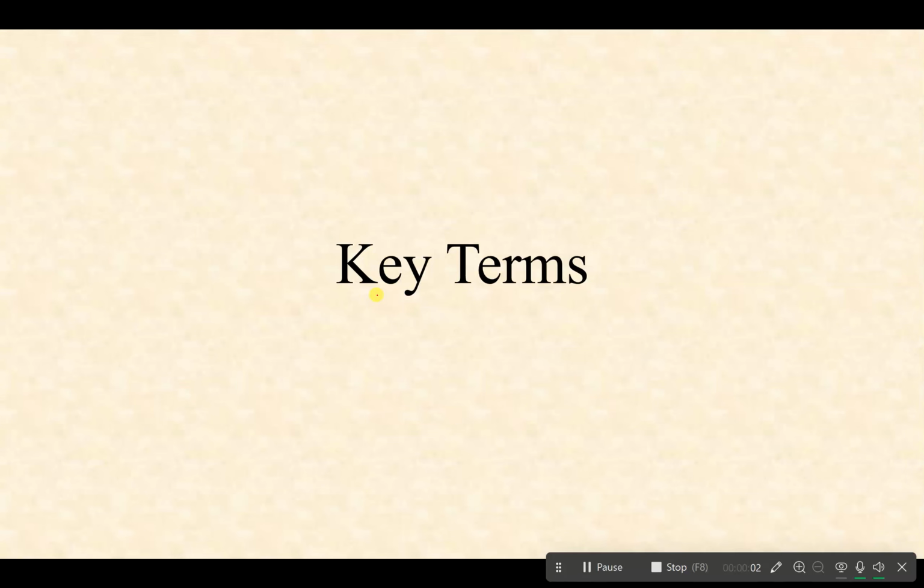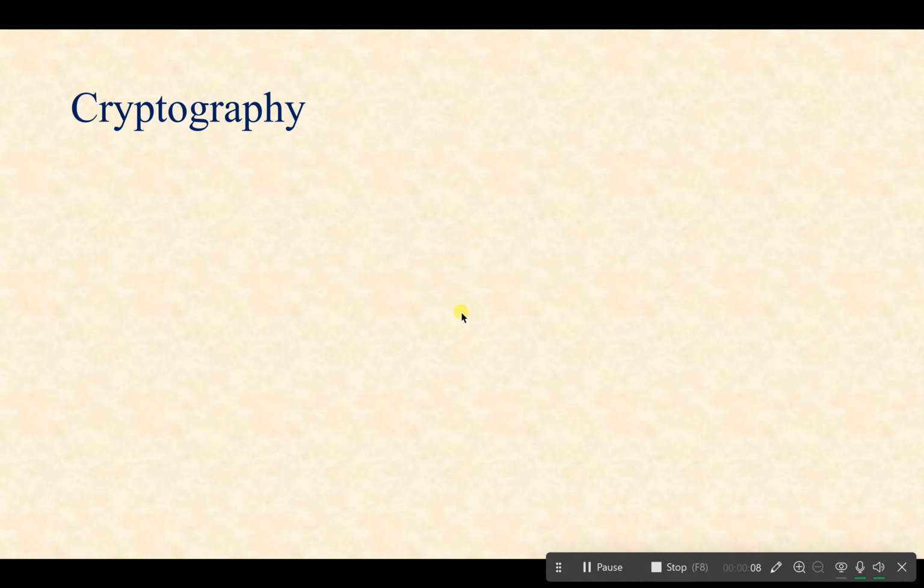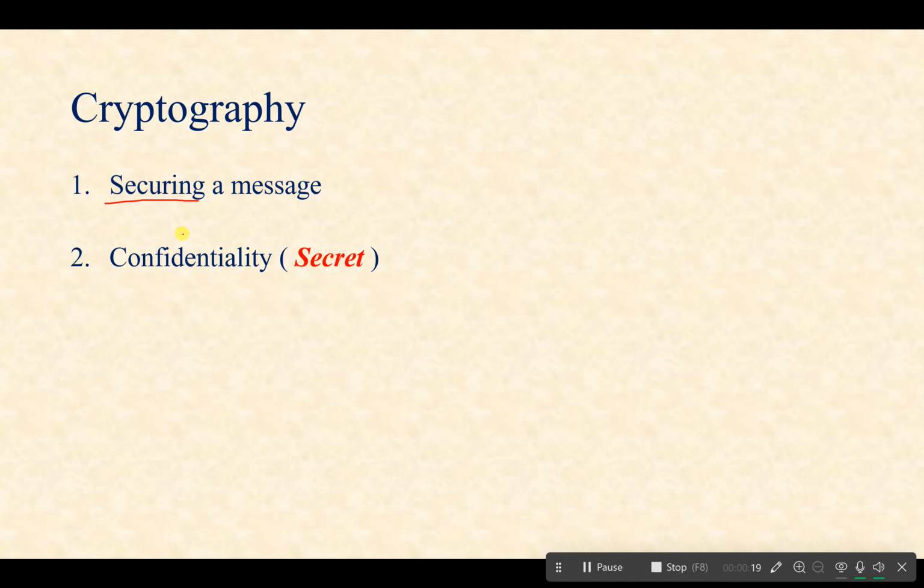Let us discuss some key terms related to cryptography. Cryptography is all about securing a message so that unauthorized persons do not have access to this message. It is also about keeping the message confidential. Confidentiality means keeping it secret.